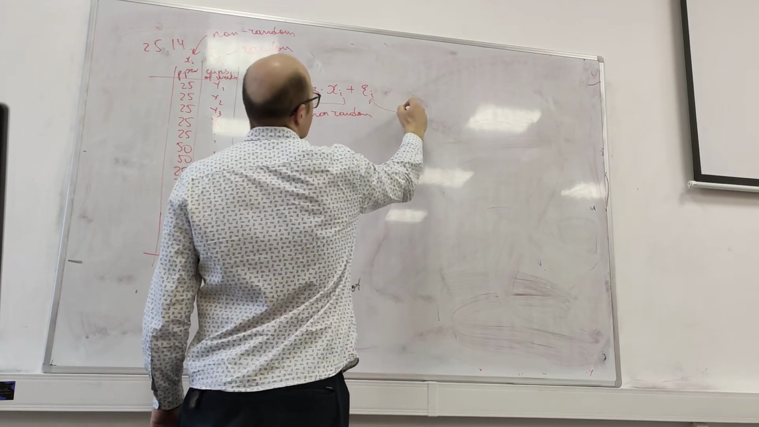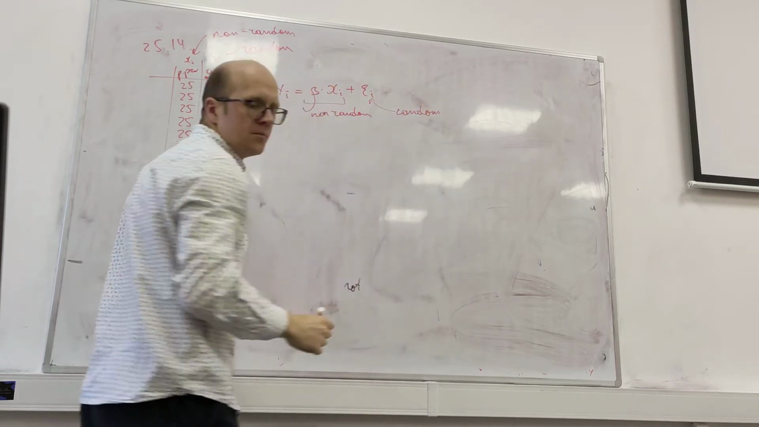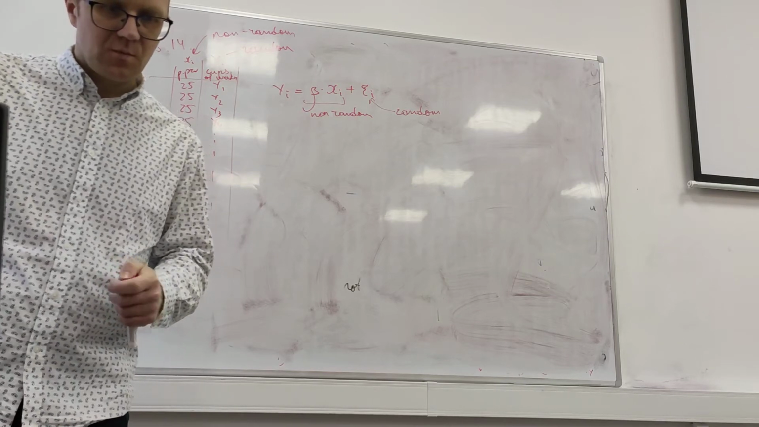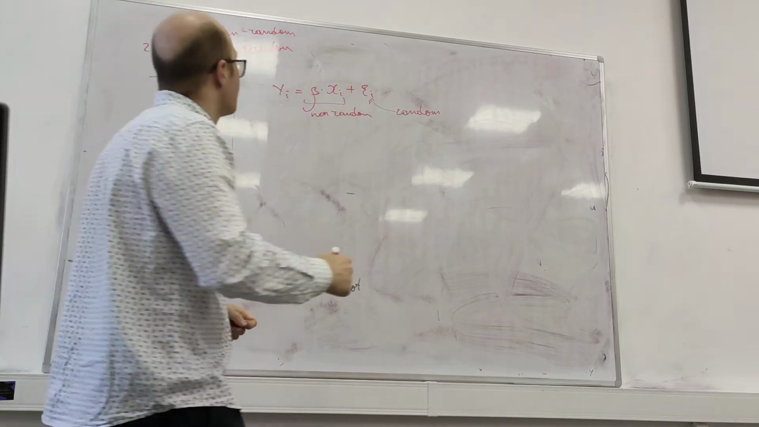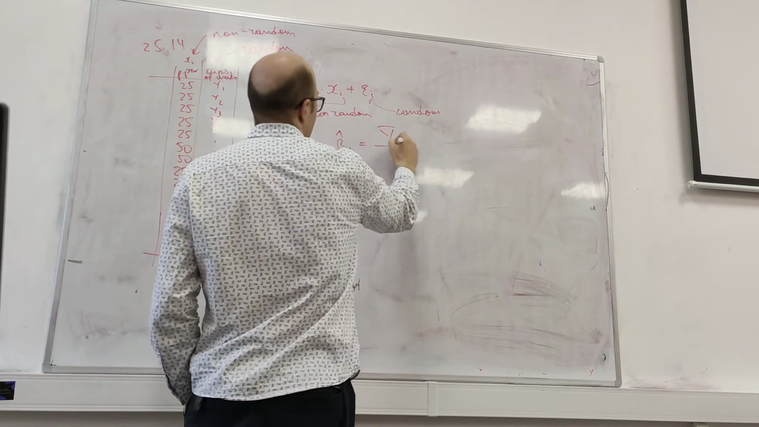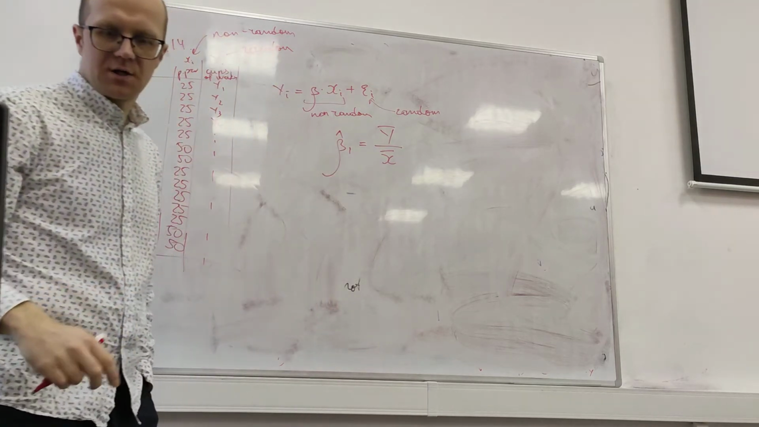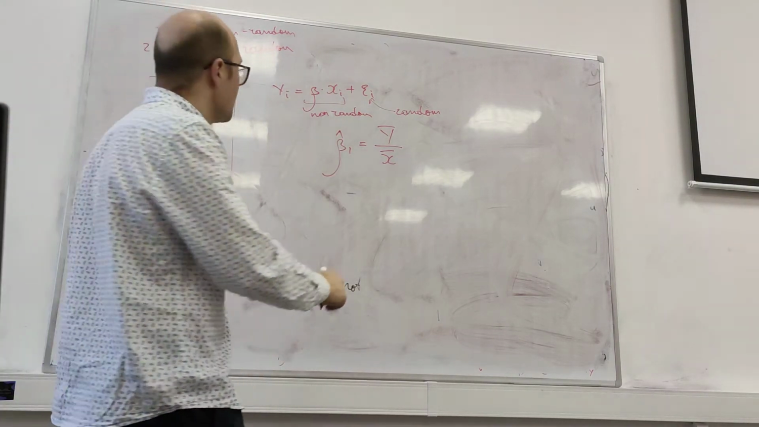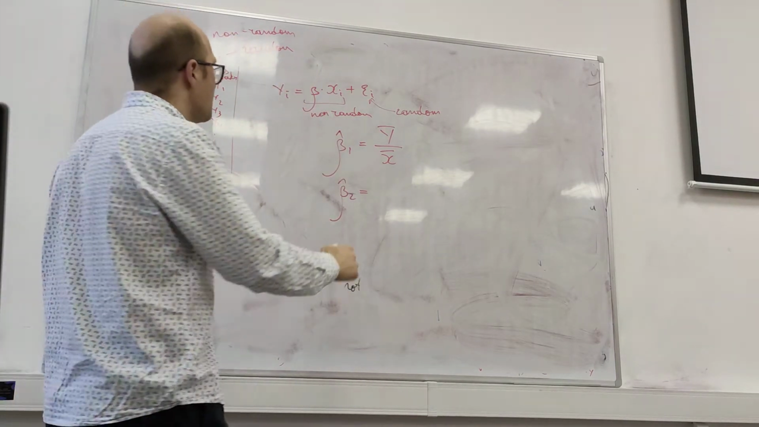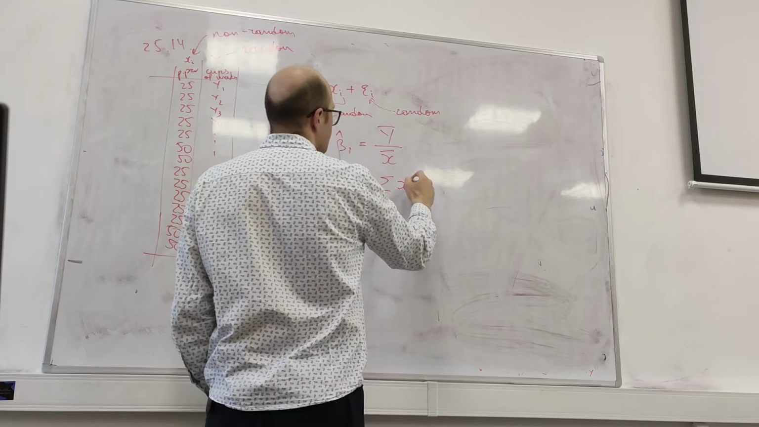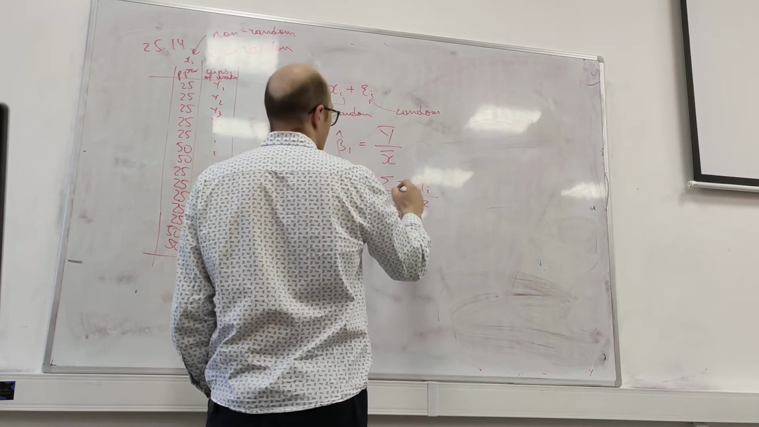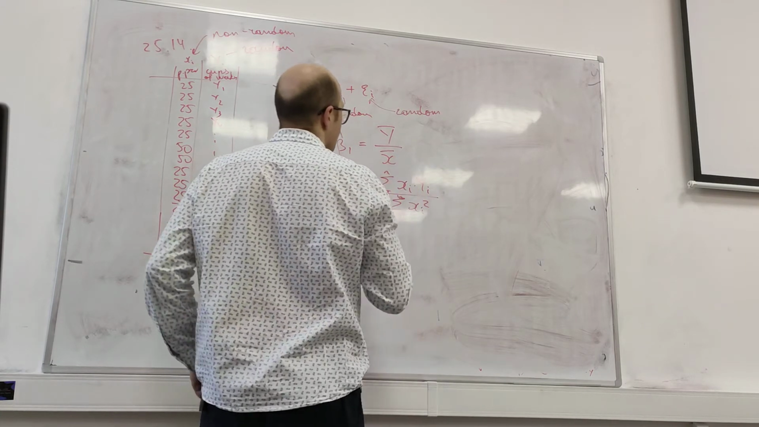And this is random. Okay. And we have two estimators. We have beta 1 hat, which is equal to y bar divided by x bar. And we have beta 2 hat, that is the sum of xi times yi divided by the sum of xi squared, where i ranges from 1 to n.